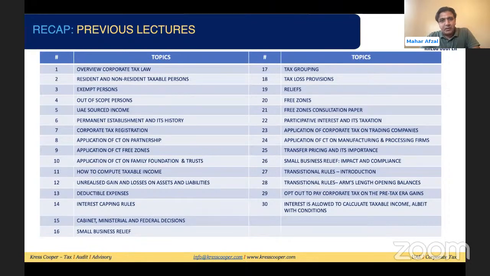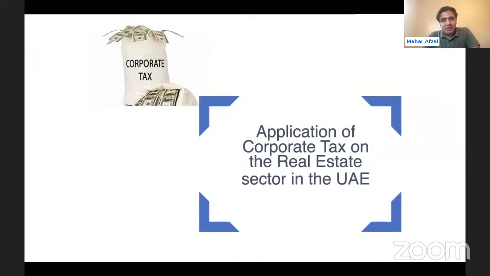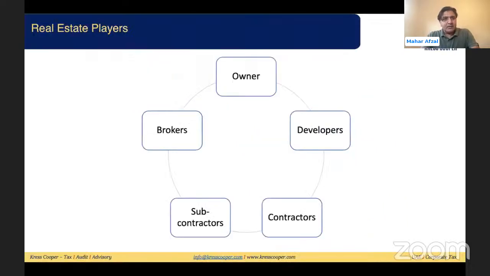So whatever we have discussed in these 30 webinars, today we are discussing the application of corporate tax on the real estate sector in the UAE. There are different players in the real estate sector. The owners are there, developers are there, contractors, subcontractors, and brokers as well. There might be a lot of other big partners in the game too. So these are the key players.